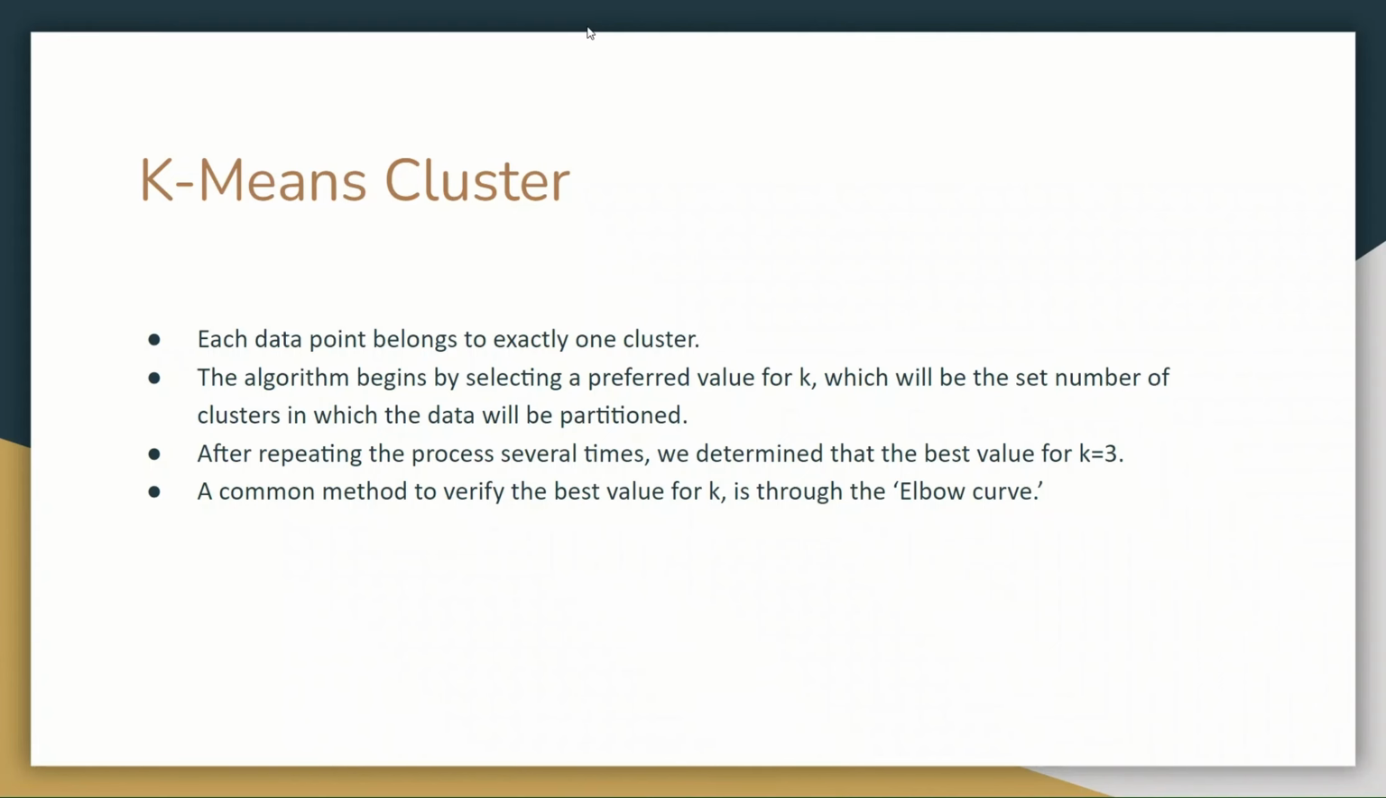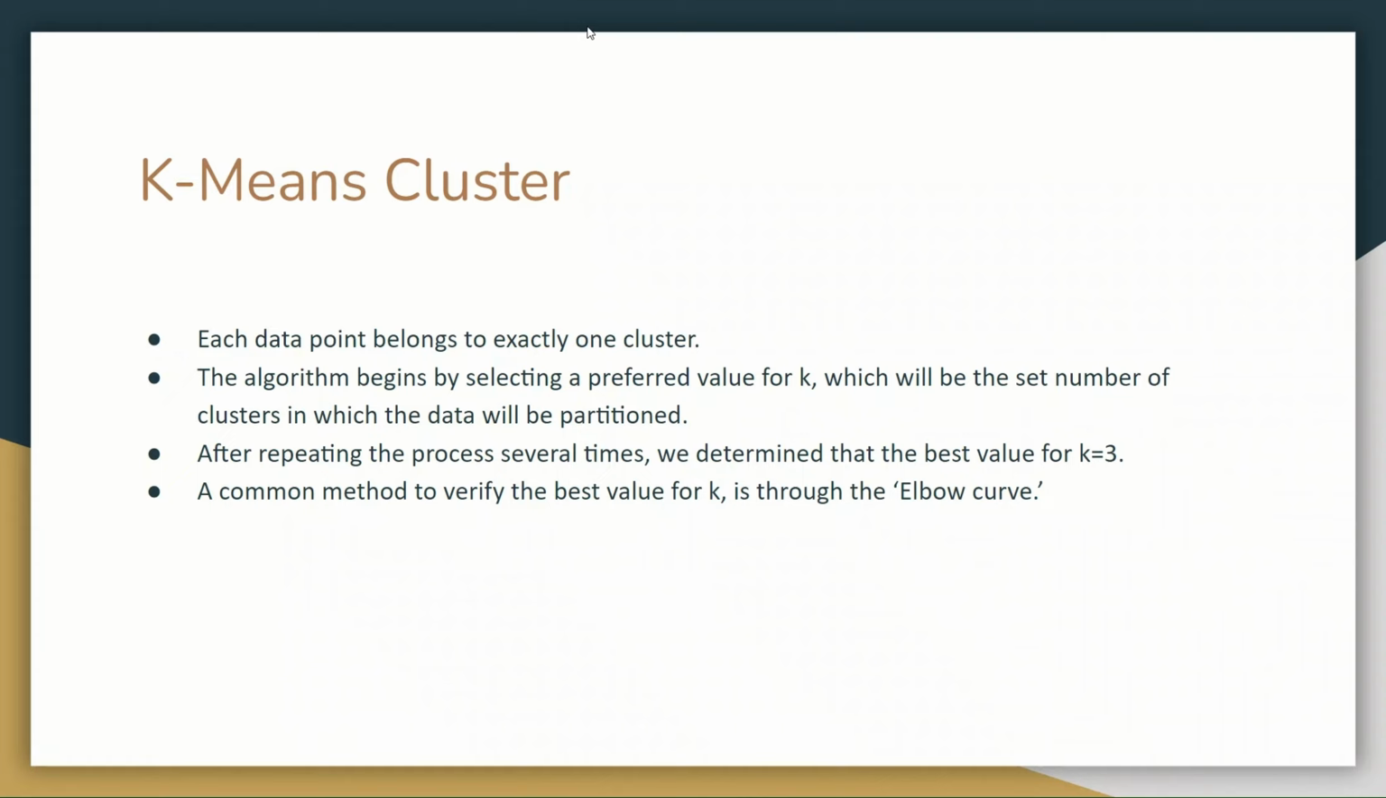The first algorithm that we explored is partitional clustering, which divides the dataset into clusters where each data point belongs to exactly one cluster. And one of the most popular algorithms is the k-means, which we've explored in this particular case. So as mentioned, each point belongs to exactly one cluster, and then the algorithm begins by selecting the preferred value for k, which will be the set number of clusters once the dataset has been partitioned.